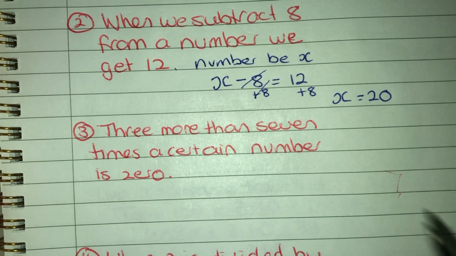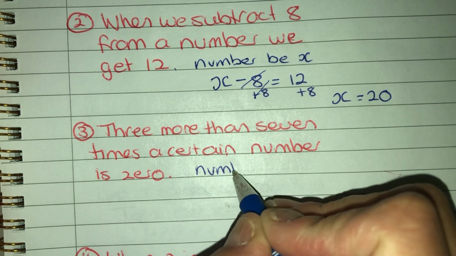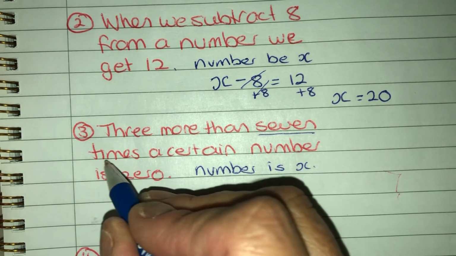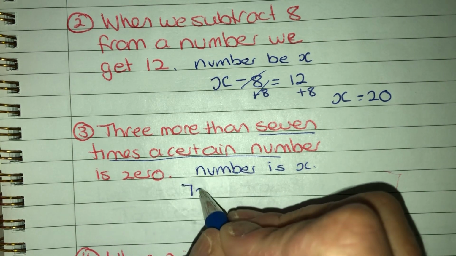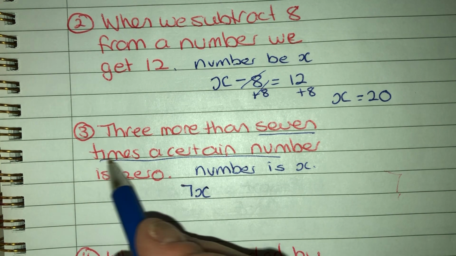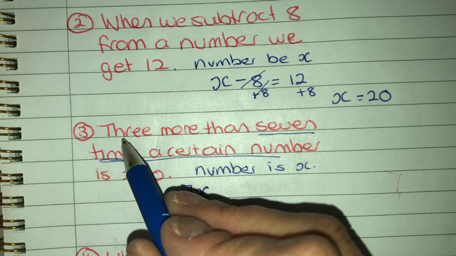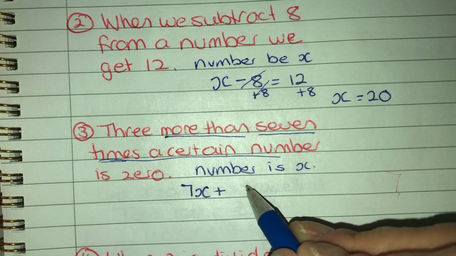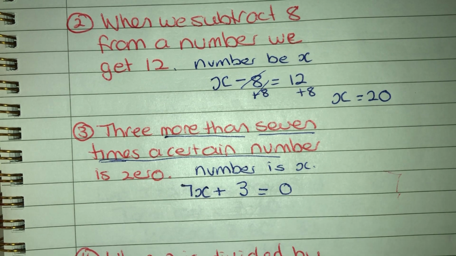Next one. Press pause. 3 more than 7 times a certain number. So the number is x. And the first thing you have to look at is the 7 times a certain number. Okay, that's going to be 7 times x. All right, it says times. Times means sitting right next to it. Now go back to the start. 3 more than that. So the words more than mean plus, and we're going to add 3 to that, and the answer is going to be 0.